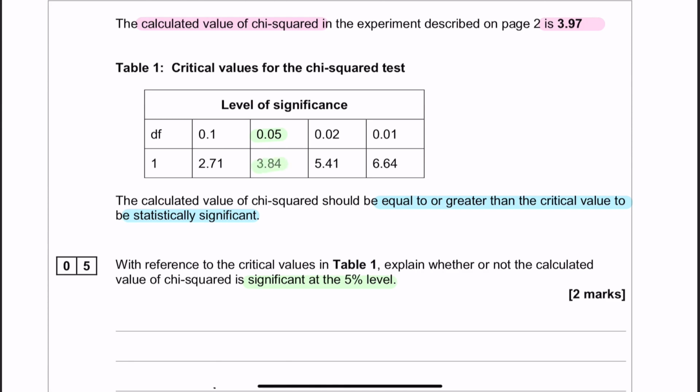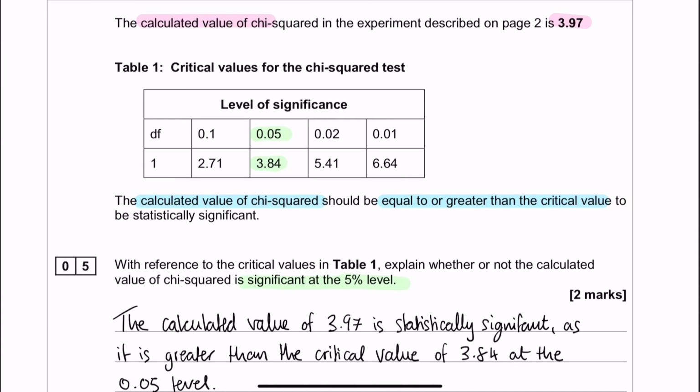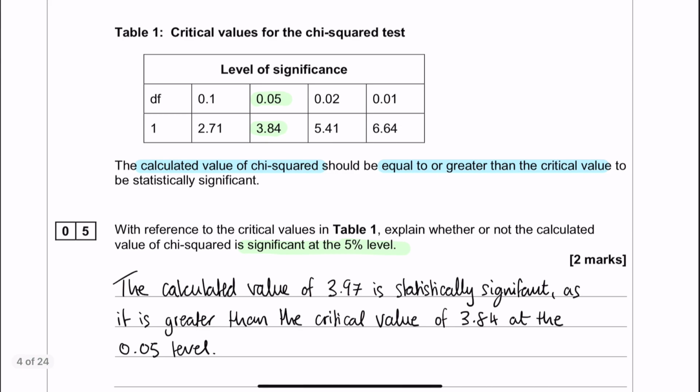And in this case, the critical value is 3.84. Okay, so in order to be statistically significant, 3.97 has to be bigger than 3.84, which it is. Okay, so let's go ahead and put that into words. Okay, there it is. The calculated value of 3.97 is statistically significant as it is greater than the critical value of 3.84 at the 0.05 level.